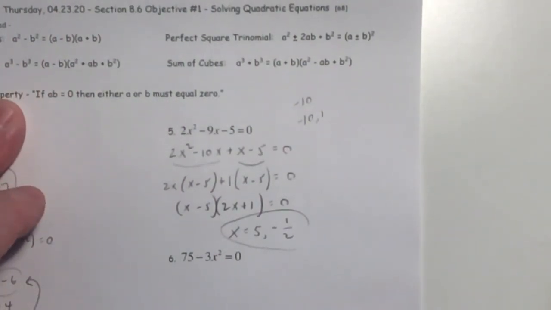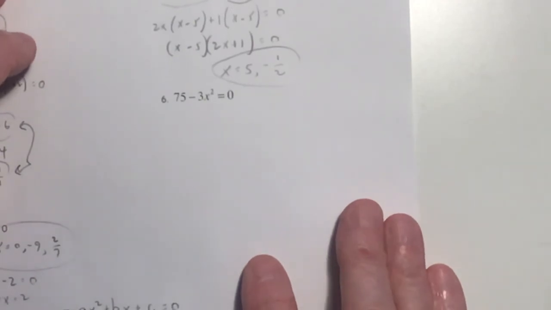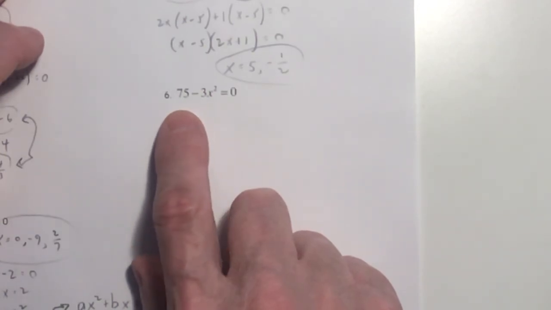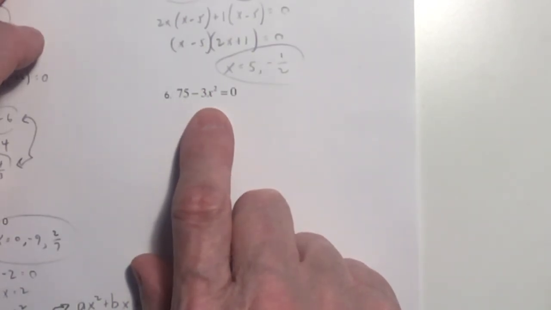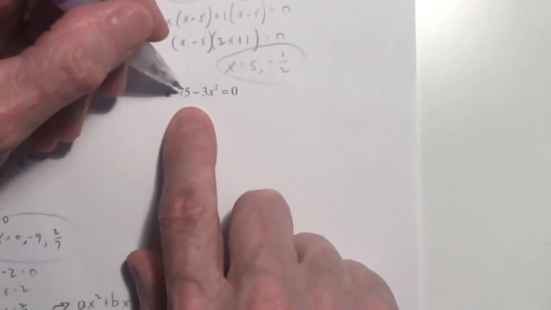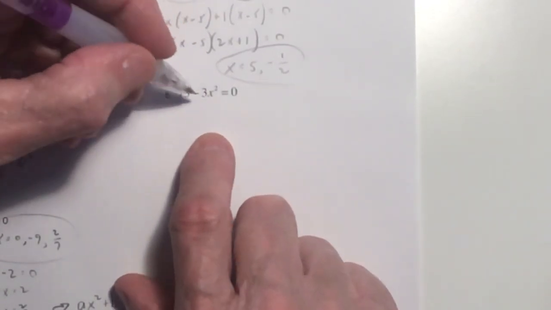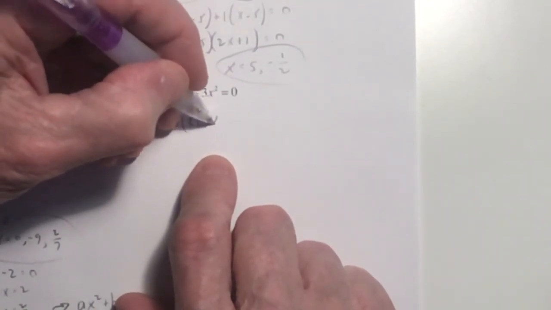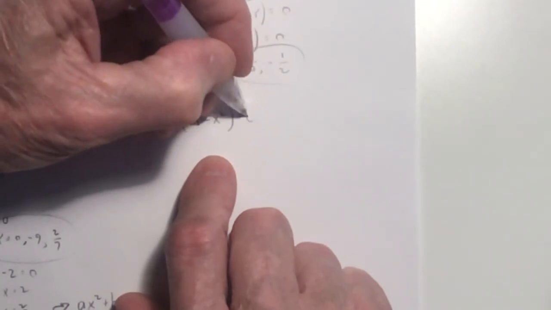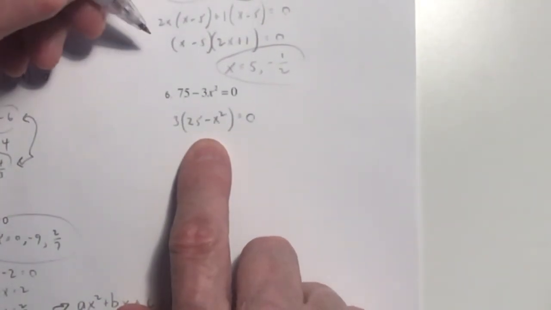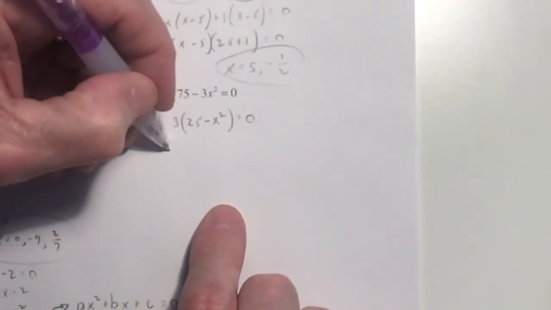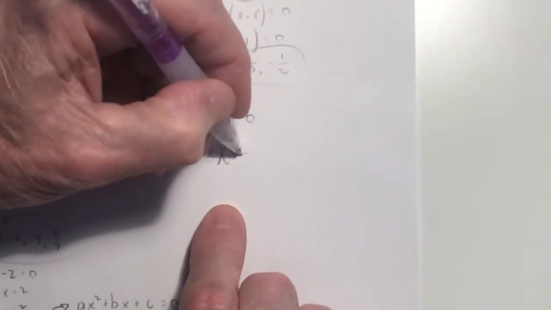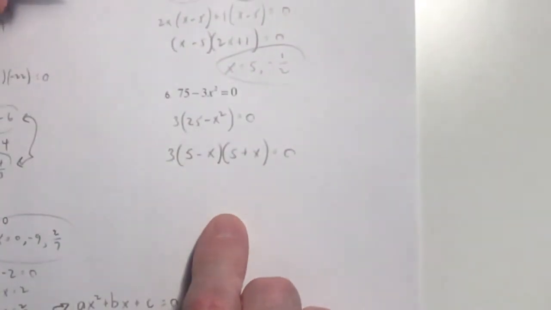Okay. Number 6. I see two terms. I see a minus. I'm looking for difference of cubes or difference of squares. I don't see either of those things. However, first thing I should be talking about is there's a GCF here of the number 3. 3 times 25 minus x squared. That equals 0. And that's the difference of squares now. Square of 5 minus square of x. So this factor is 3 times 5 minus x, 5 plus x equals 0.